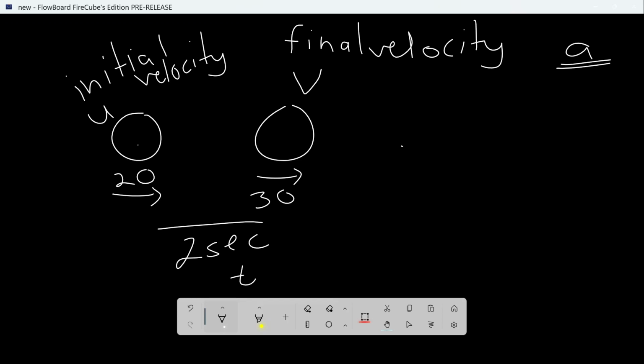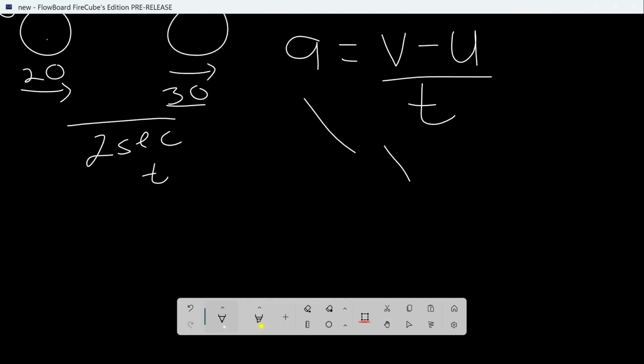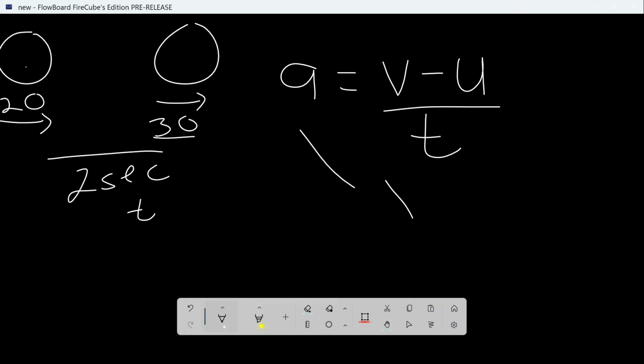The formula will actually look a little bit like this. Acceleration, we're going to find the change in velocity, and the change in velocity here is, the velocity here is 30, so we're going to get the final velocity, subtract the initial velocity, and then divide that by the time over which that change happened. Or in other words, you can see how this works out. a equals v minus u.